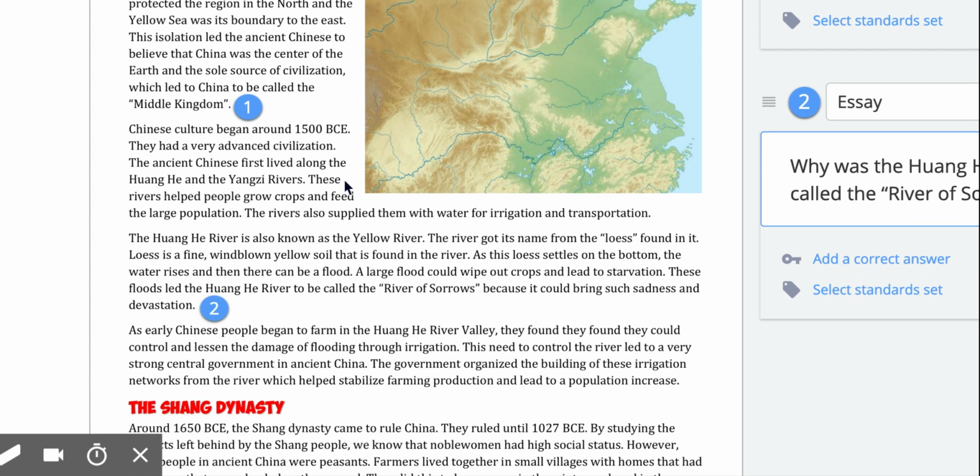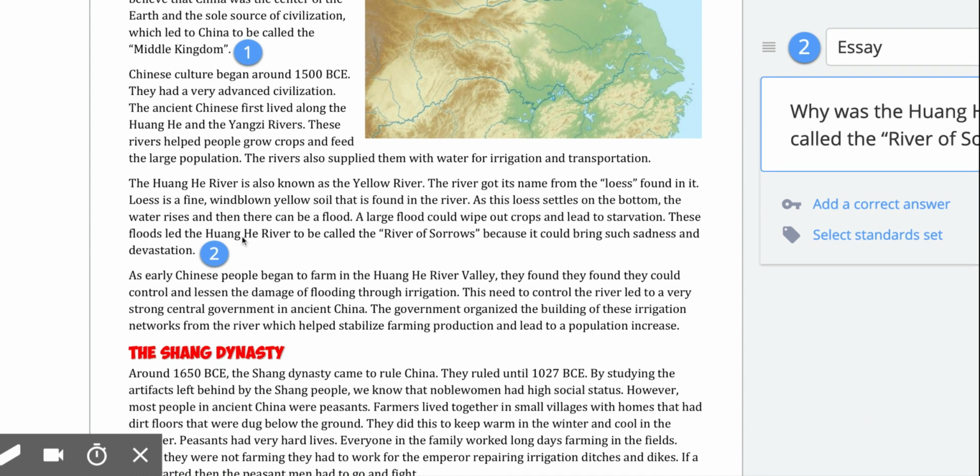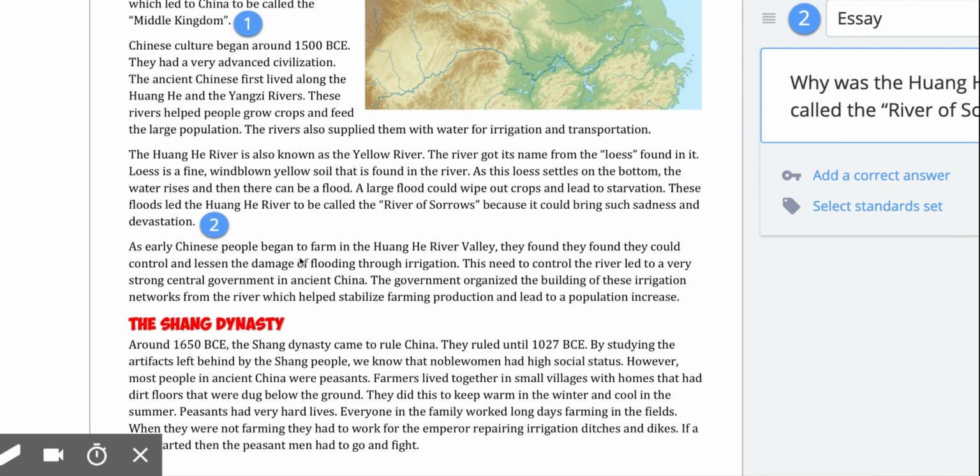The Huanghe is known as the Yellow River. The river got its name from the loess found in it. Loess is a fine, wind-blown soil that is found in the river. As this loess settles on the bottom, the water rises and then there can be a flood. A large flood could wipe out crops and lead to starvation. These floods led the Huanghe River to be called the River of Sorrows because it could bring such sadness and devastation. And again, that's going to be question two.